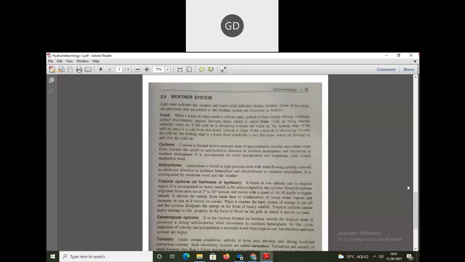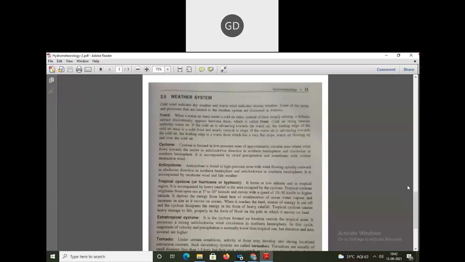So it causes very heavy damage. Next is the extratropical cyclone. What is an extratropical cyclone? It is a cyclone formed at a location outside the tropical zone. Whatever cyclone is happening outside the tropical zone is known as an extratropical cyclone.